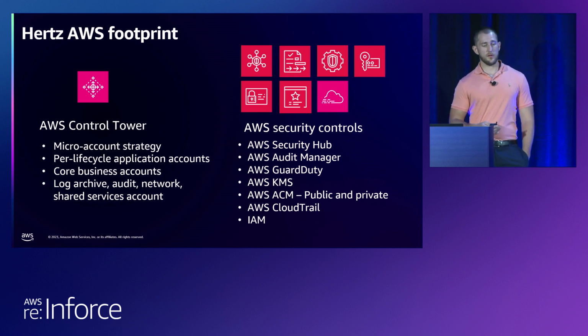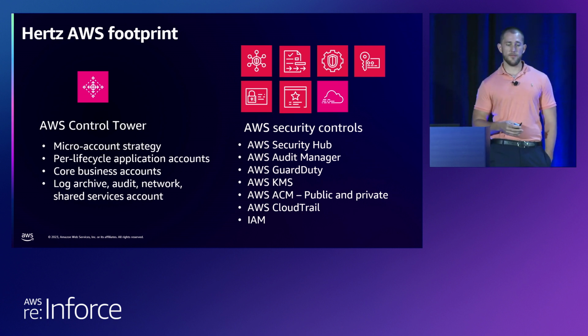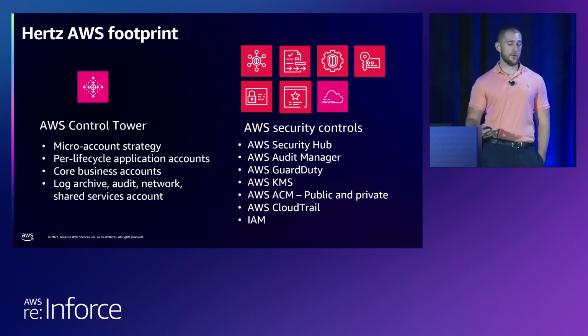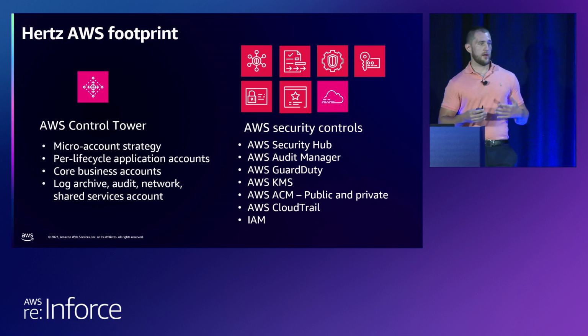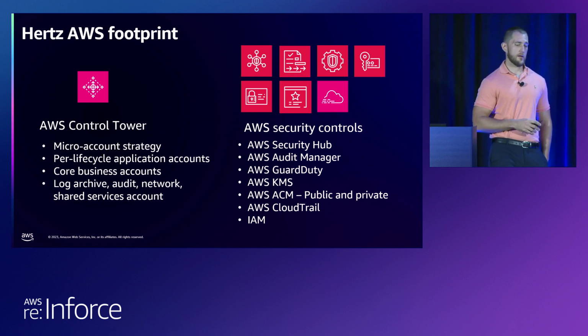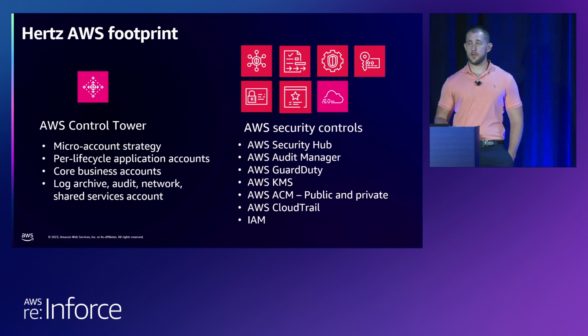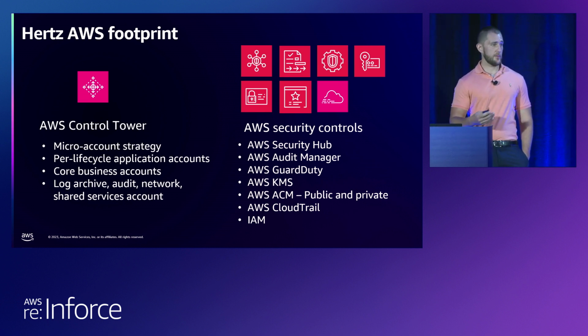We're also using GuardDuty, which is personally one of my favorite tools. We use it for threat detection. We're using it for EKS audit logging, RDS protection, S3 protection, Lambda, malware findings. So that's a really great tool. We're also using AWS KMS primarily for encryption at rest, and some of our application teams are also using it for JWT tokens. We use ACM for our public and private certificates within AWS.